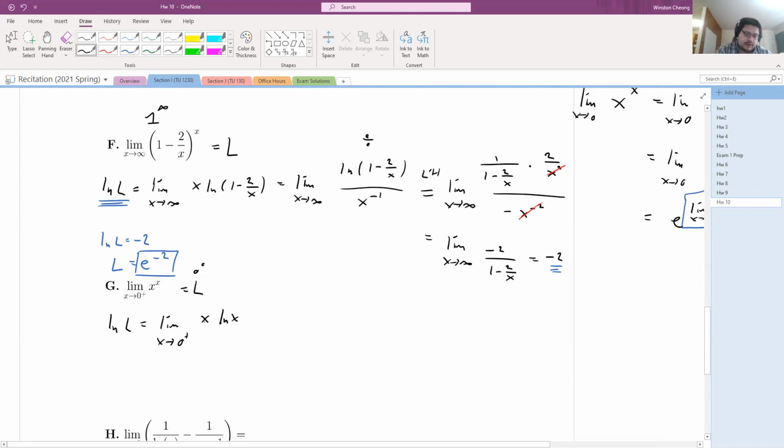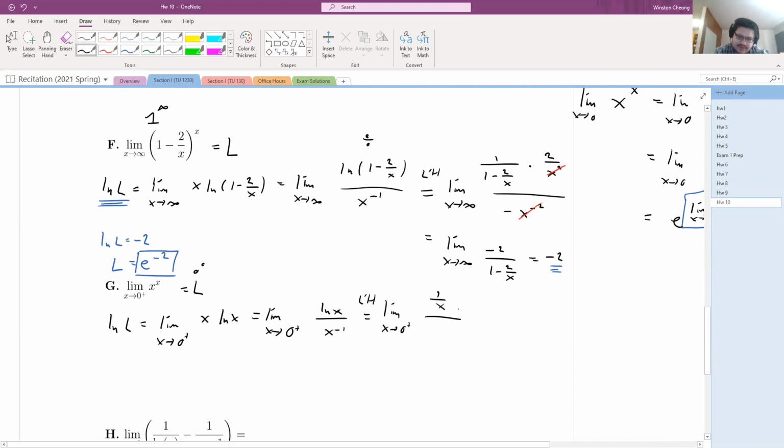Right now, this is of type 0 times infinity. So I need to get it into a format where I can use L'Hopital's. I'm going to need to reciprocate something. The only thing that makes sense to reciprocate here is, again, the x. It's not the ln of x. So go ahead and do that. Okay, and now we apply L'Hopital's. I should be more careful with my words.